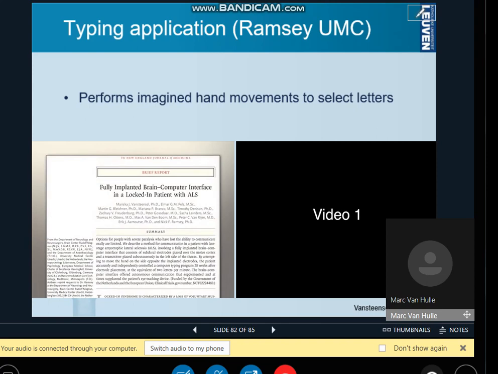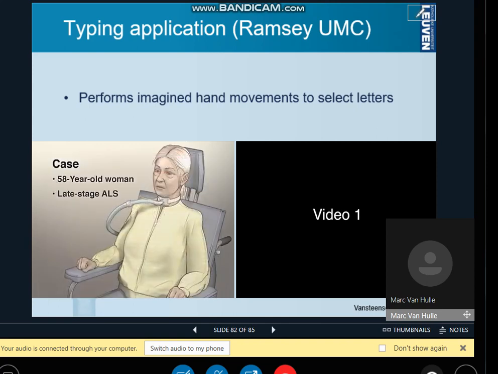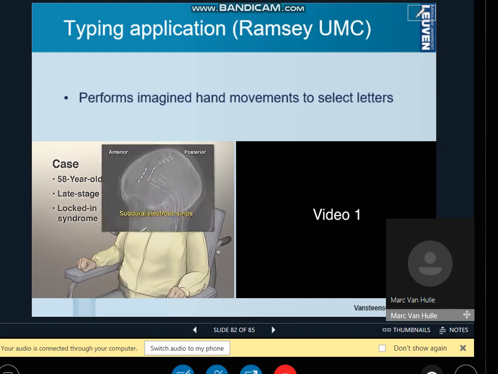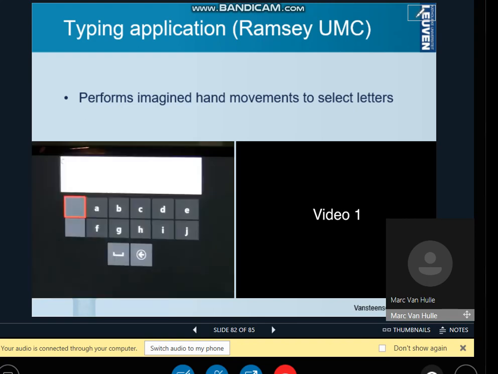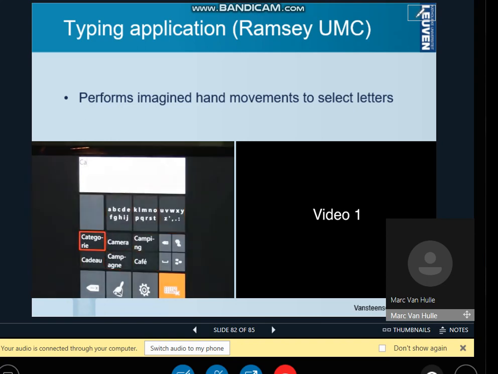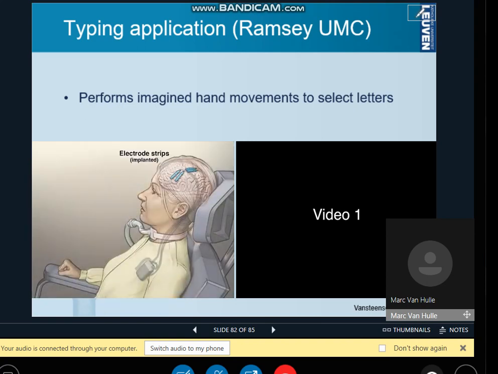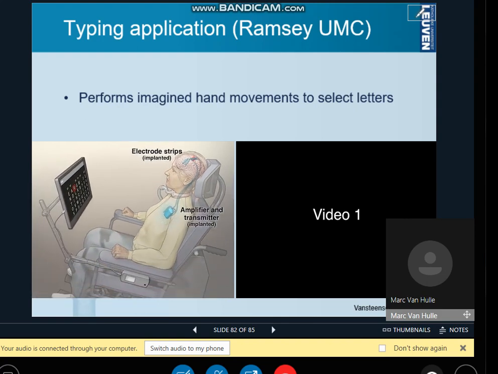In this brief report, investigators present the case of a 58-year-old woman with late-stage ALS and locked-in syndrome who received a brain implant that allows her to independently communicate using typing software. Subdural electrode strips were placed over the hand region of the left motor cortex to detect the neuroelectrical signals generated when the patient tries to move her right hand. The electrodes are connected to a subcutaneously placed amplifier and transmitter in the left thoracic region that transmits signals wirelessly to a tablet device. The tablet separates activated brain signal from background electrical activity to translate cortical signals into control signals for several computer tasks.